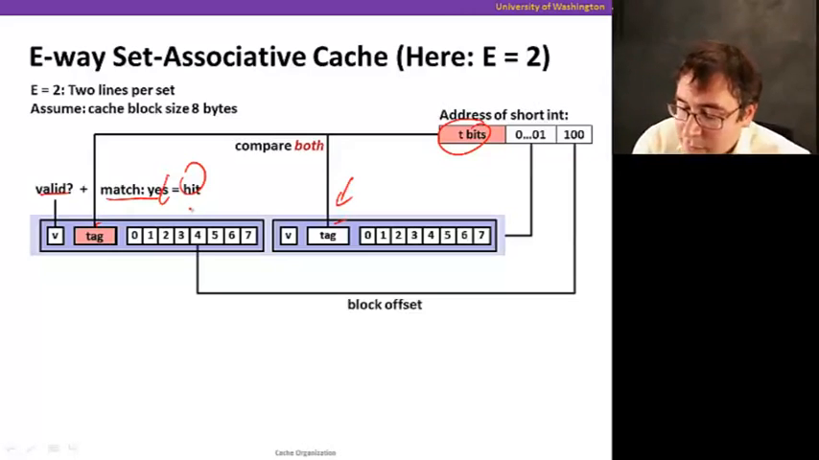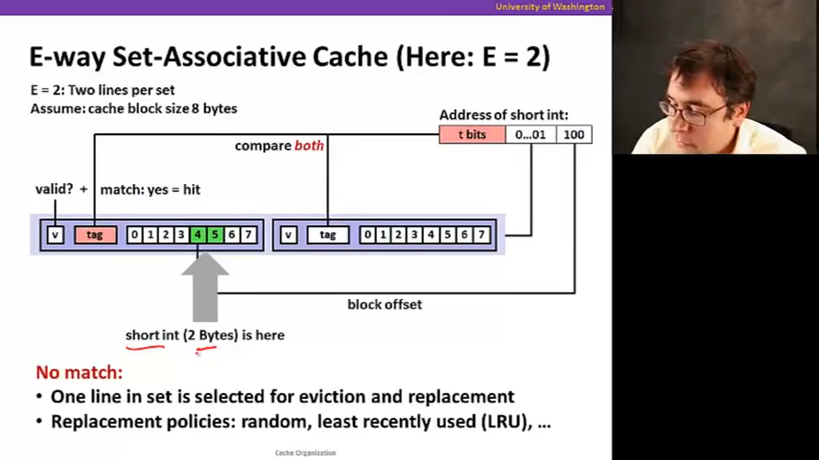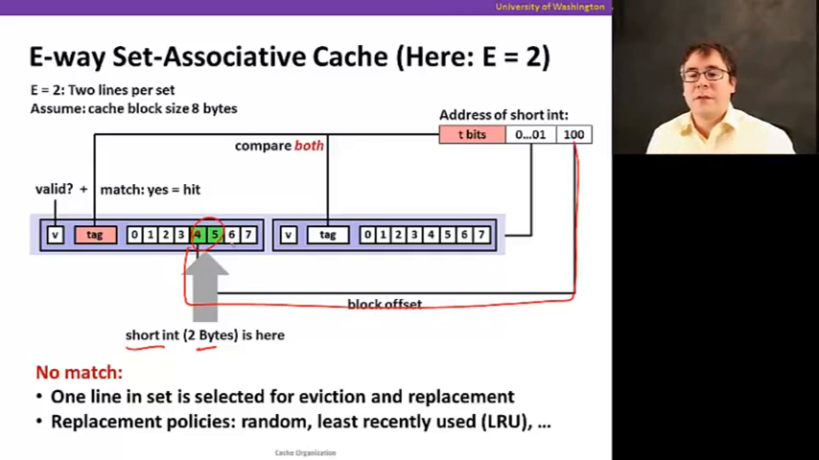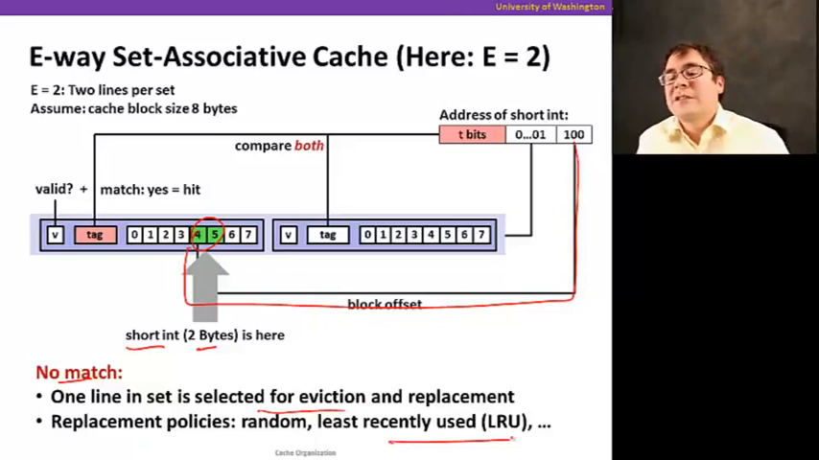Let's say that we determine that this is a hit. So now the same thing, we're going to get the data. We happen to do a short int, reading only 2 bytes. That's where the offset starts. We're going to get these 2 bytes here, read them, and send them to the processor. If there's no match, one of those is selected for eviction and replaced. As I said before, we normally use this policy called least recently used.